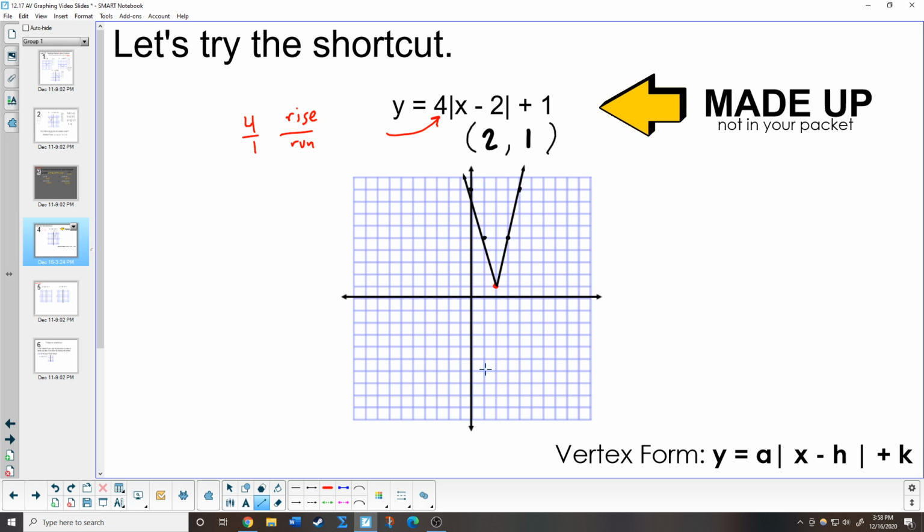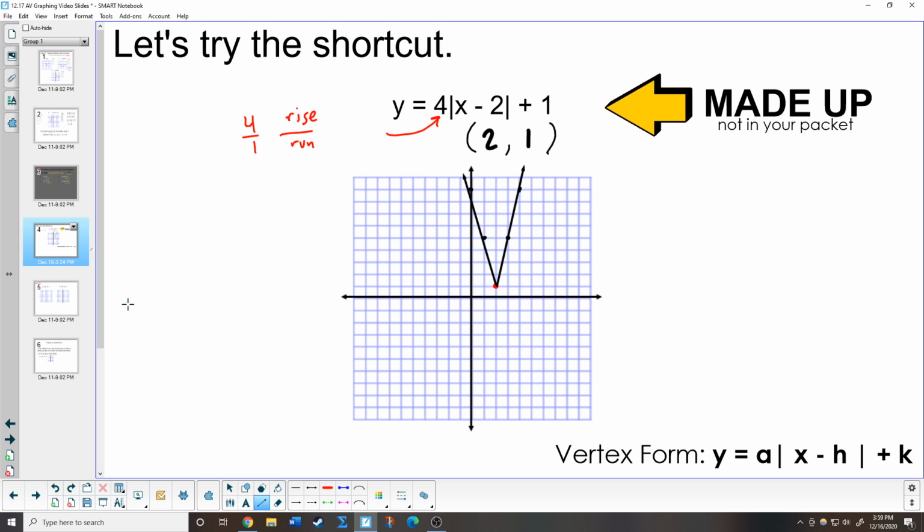And there you go. All right, so we're done. That's it. We didn't have to make a table or anything. So just to recap, we found our vertex. In this case, it was 2, 1. And then we used our fake slope to count a rise over run. And we went up 4 over 1 in both directions, up 4 and over 1 in both directions.